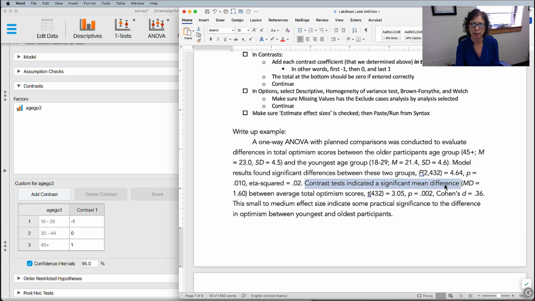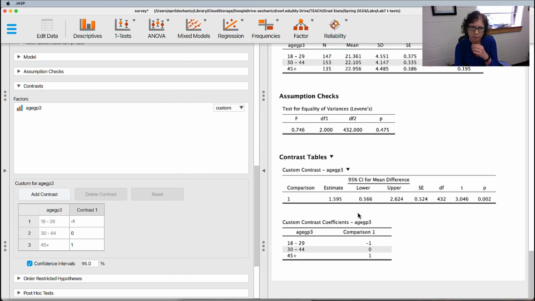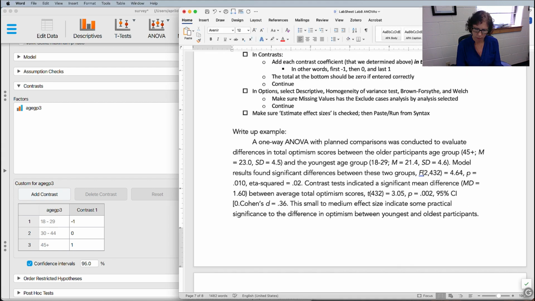Contrast tests indicated a significant mean difference of 1.60 between average total optimism scores. There's my t-test line. Now, the Cohen's d, I got that out of SPSS. But if I didn't have Cohen's d, I would still put like the 95% confidence interval. And let's see what it was. 0.57 to 2.62.